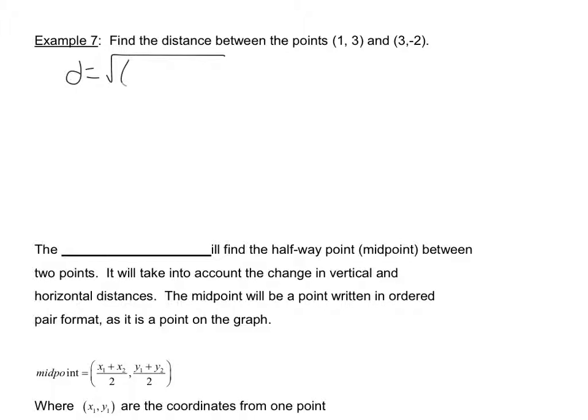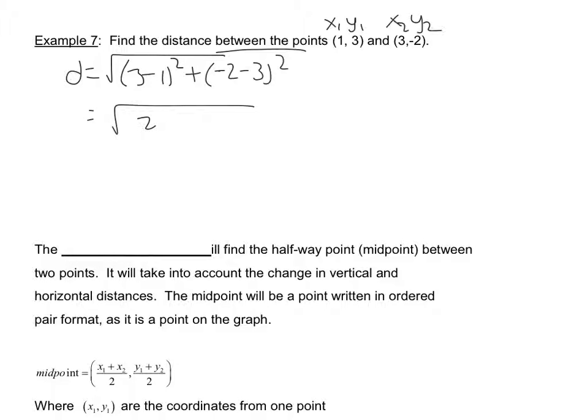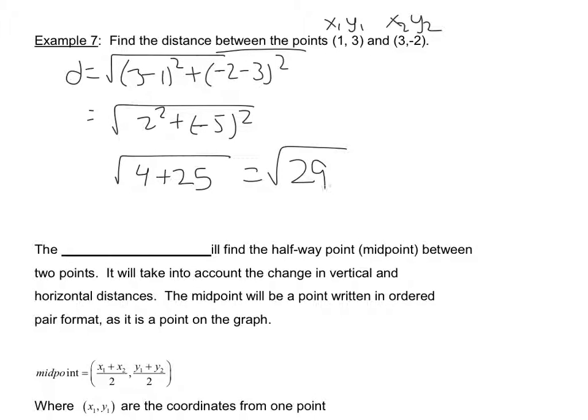Distance equals. So remember, x1, y1, x2, y2. So 3 minus 1 squared plus negative 2 minus 3 squared. So 2 squared plus negative 5 squared. So 4 plus 25. Remember, it's still positive, so it's square root of 29. You can't simplify that, or if you need to, you can do an approximate. Okay?